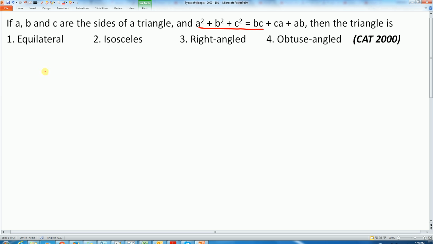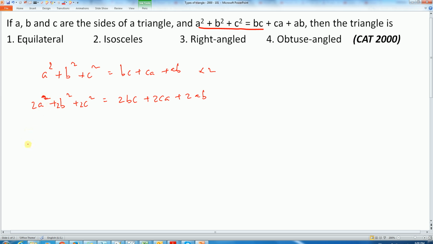Okay. So it is given that a square plus b square plus c square equals bc plus ca plus ab. I multiply both sides by 2. So I get 2a square, 2b square, 2c square equals 2bc plus 2ca plus 2ab. Now I bring everything on the LHS and rearrange the terms. 2a square I will write as a square plus a square. So I'll get a square plus b square minus 2ab, plus again a square plus c square minus 2ca, plus again b square plus c square minus 2bc.